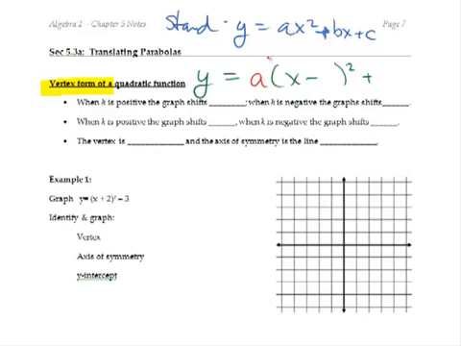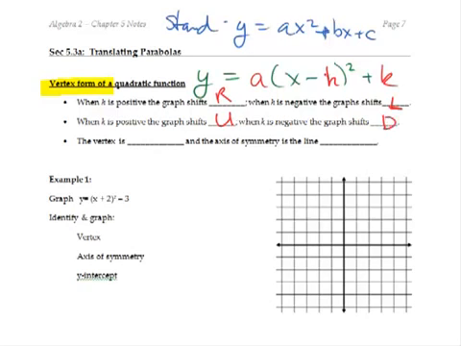This tells you whether it opens upwards or downwards. You're going to have an h, and you're going to have a k. The h value tells you how you shift side to side. So when h comes out to be a positive value, the graph shifts to the right. When h is negative, the graph shifts to the left. When k is positive, the graph shifts up. And when k is negative, the graph shifts down.